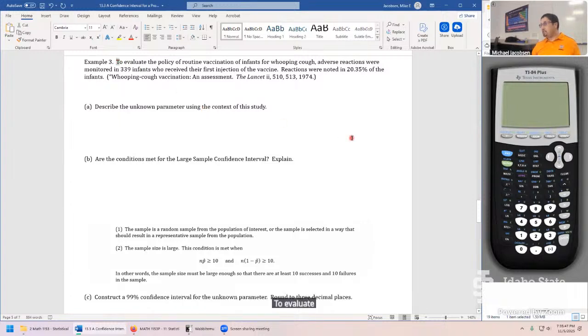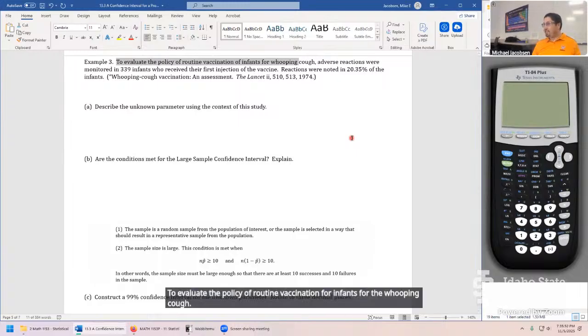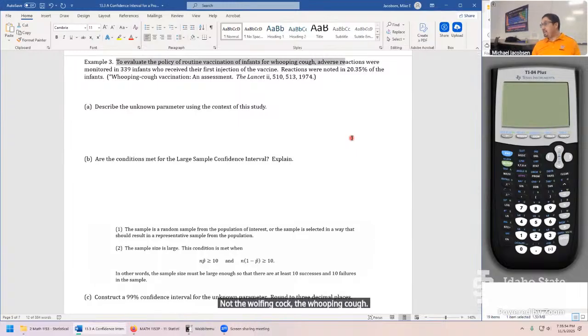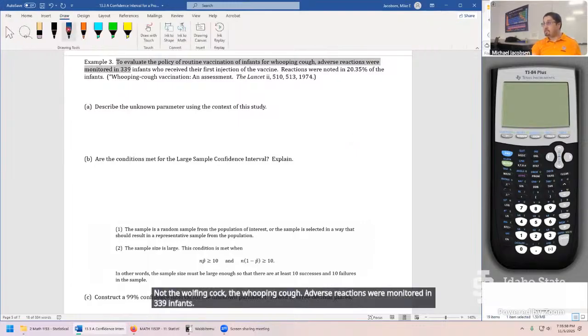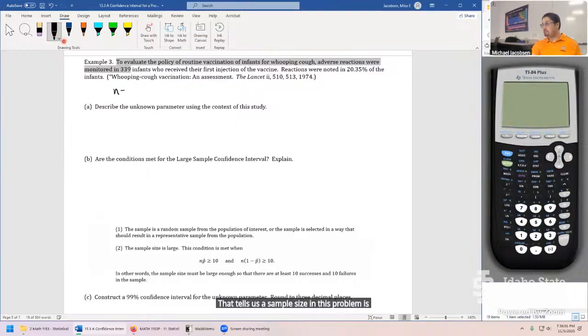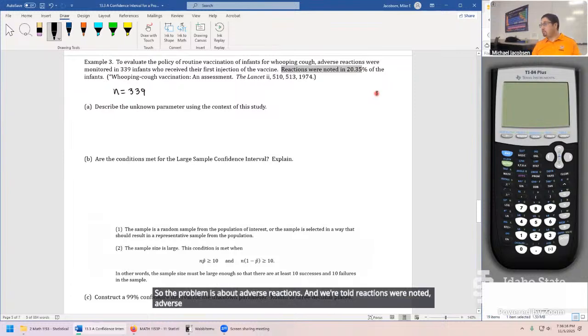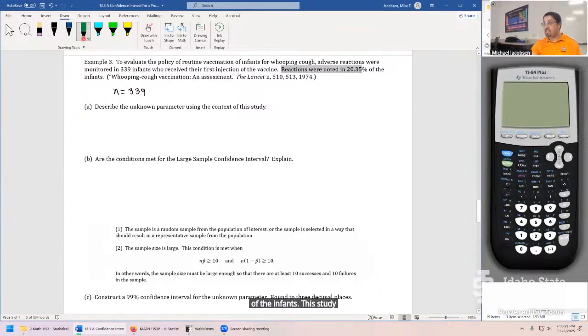To evaluate the policy of routine vaccination for infants for the whooping cough, adverse reactions were monitored in 339 infants. That tells us a sample size in this problem is n equals 339, who received their first injection of the vaccine. So the problem is about adverse reactions, and we're told reactions were noted, adverse ones, in 20.35% of the infants. This study just tells you the statistics straight out.